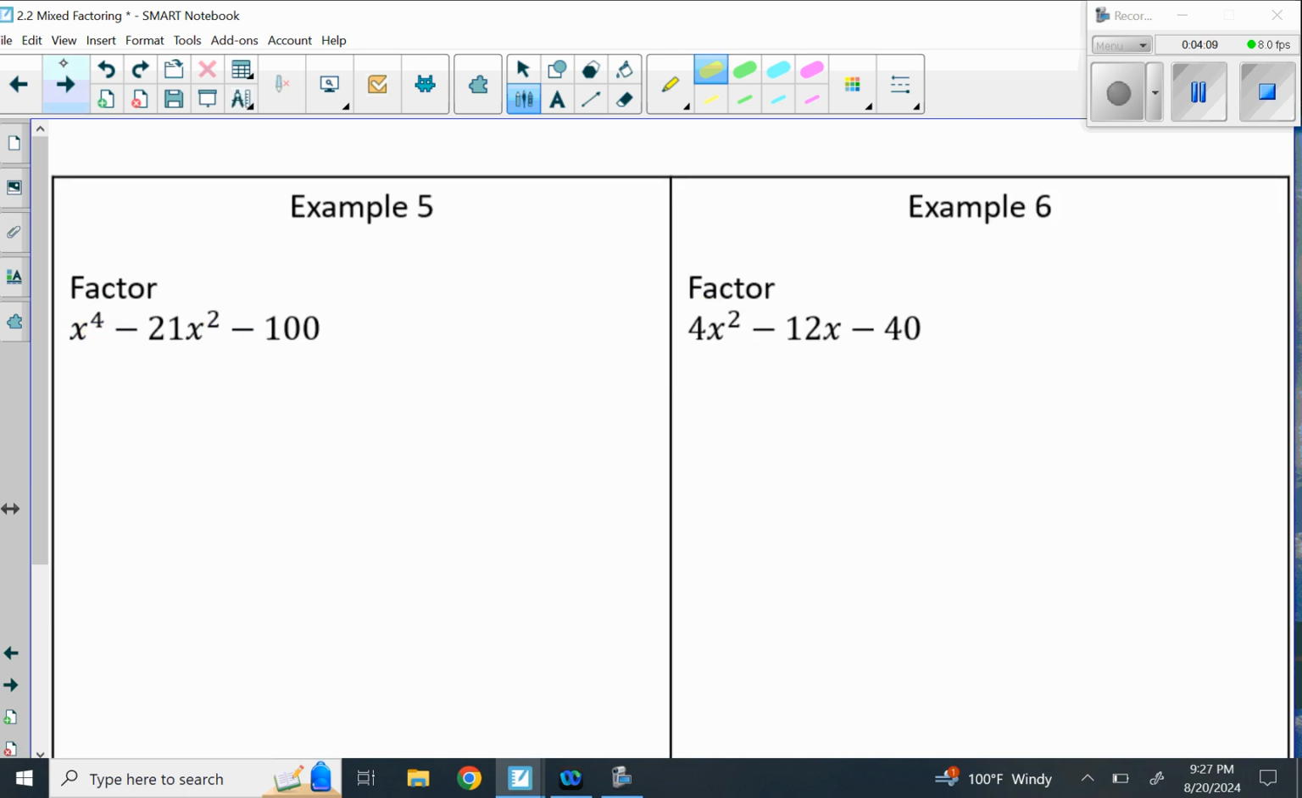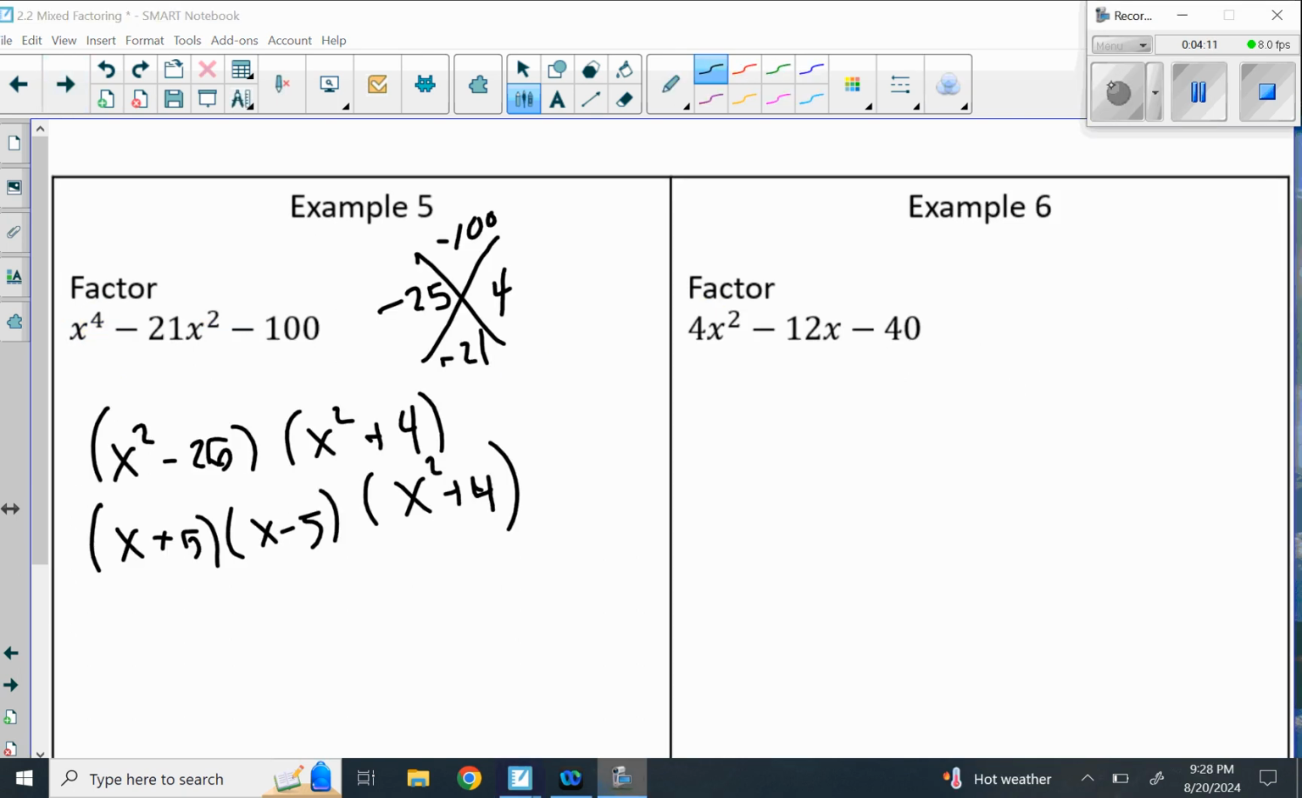Alright, try example 5. Alright, when we look at this one, it's very similar to the last one, except we now have an x squared minus 25 and x squared plus 4. So that minus 25 still factors. However, x squared plus 4 is not something that factors. So this is where we stop.